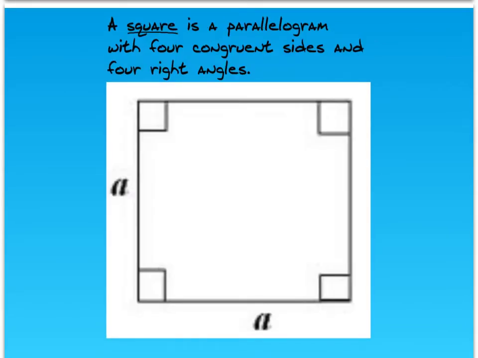And then a square is a parallelogram with four congruent sides and four right angles. Hence, we can put our congruent marks here. All of these are side length A as indicated, and we have our 90-degree angles.